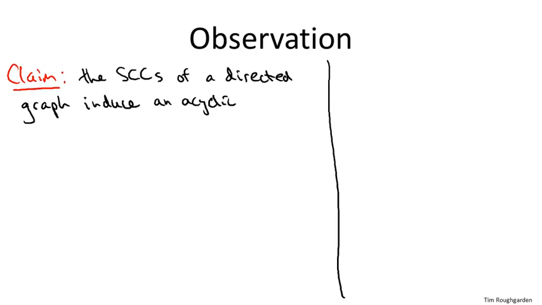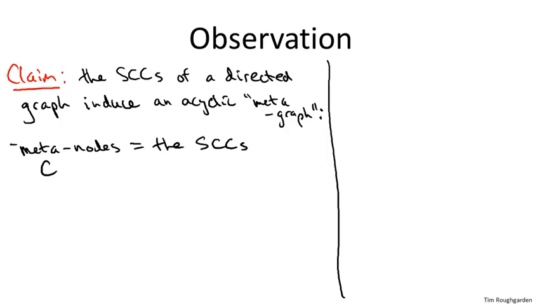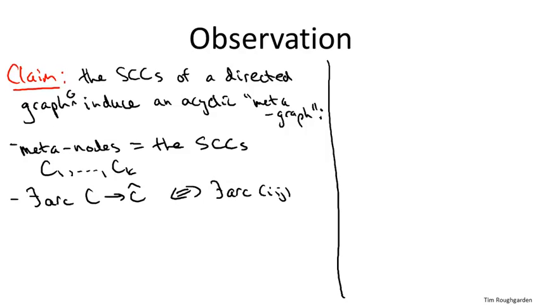So what is this metagraph? What are the nodes and what are the arcs? What are the edges? Well, the metanodes are just the SCCs. So we think of every strongly connected component as being a single node in this metagraph. Call them, say, C1 up to CK. What are the arcs in this metagraph? Well, they're basically just the ones corresponding to the arcs between SCCs in the original graph. That is, we include in the metagraph an arc between the strong components C and C hat, from C to C hat, if and only if there's an arc from a node in C to a node in C hat in the original graph G.